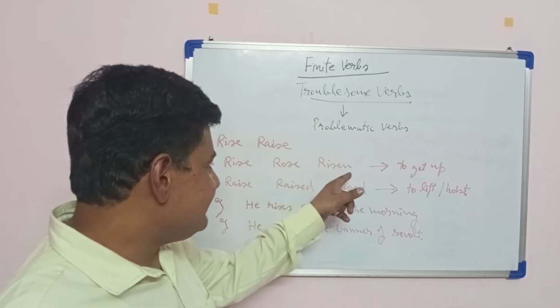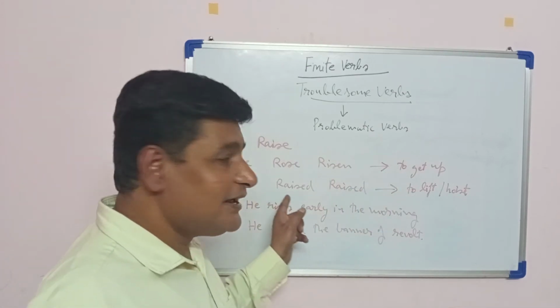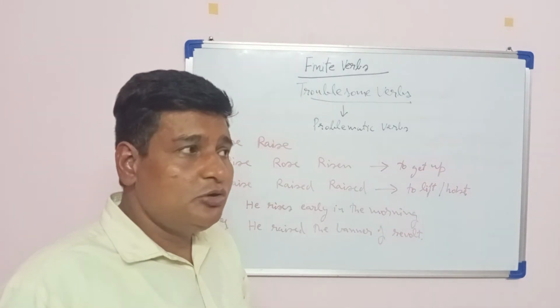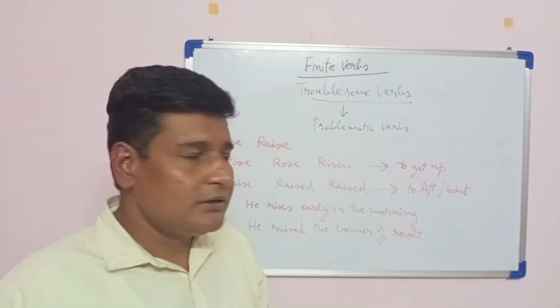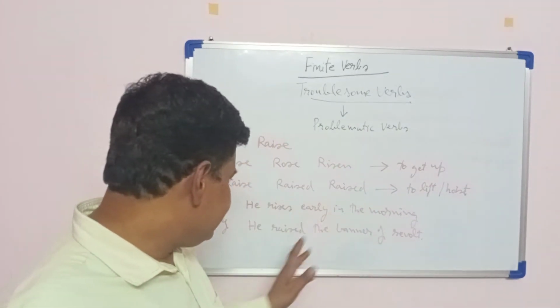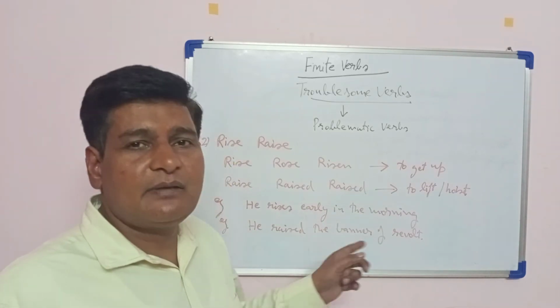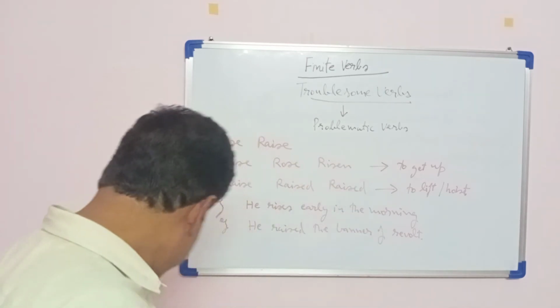So rise, rose, risen. Rise means to get up. Raise, raised, raised. Here raise means to lift or to hoist. You can hoist a flag, you can hoist a banner. So that idea is there. He rises early in the morning and he raised the banner of revolt. Now we will understand the next one.